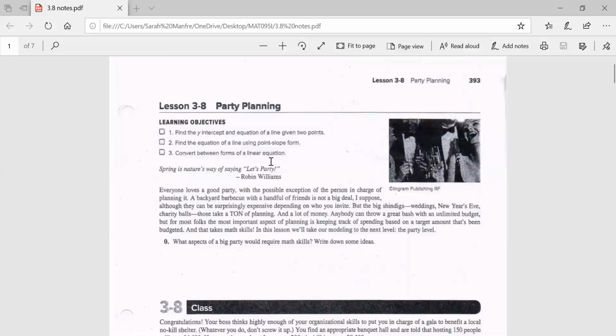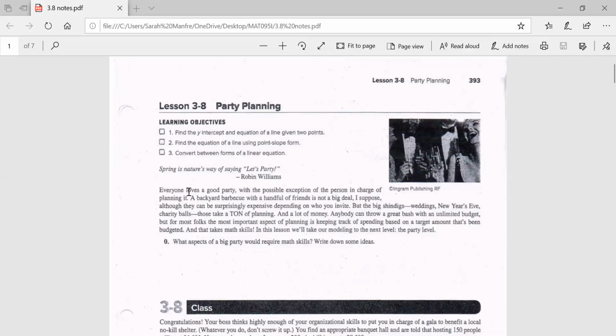So here is lesson 3.8, and the objectives in this lesson are going to be to find the y-intercept and the equation of a line given 2 points, and to use point-slope form, and to convert between point-slope form and slope-intercept form of a line. So basically, throughout this entire lesson, we are going to be writing lots of equations of lines given a y-intercept and 2 points, or a y-intercept and a slope, or just 2 points, and that's what we're going to be doing.